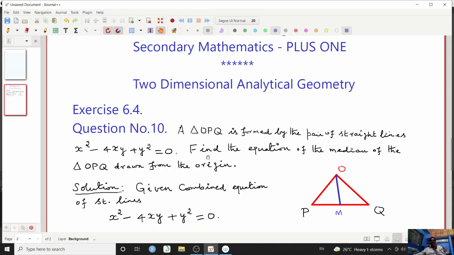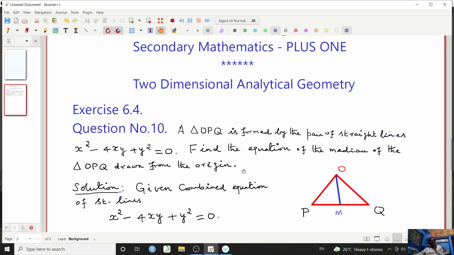Now what are they asking? Find the equation of the median of the triangle OPQ drawn from the origin. So we are asked to find the equation of the median OM because it is drawn from the origin. The median passes through the origin O, and it has to cut the midpoint of the side PQ, which we have marked as M. So we are asked to find the median.